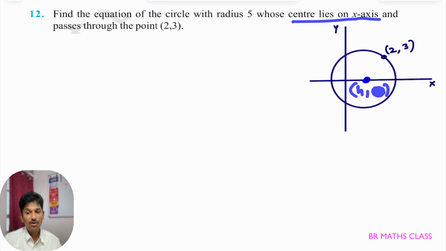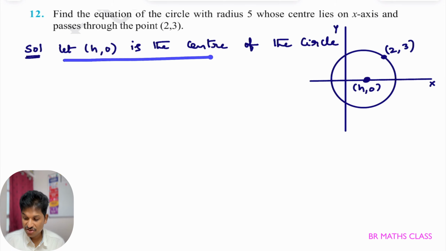Now, they gave the radius, and this circle passes through (2, 3). I know that the distance from the center to any point on the circle is the radius, and here the radius is 5 units. So I'll take the distance between these 2 points as 5, and from that I can easily calculate the h value. Once I get the h value, I know the center. I know the radius, so I can easily calculate the equation of the circle. I hope you are understanding the idea of how we are going to do this problem.